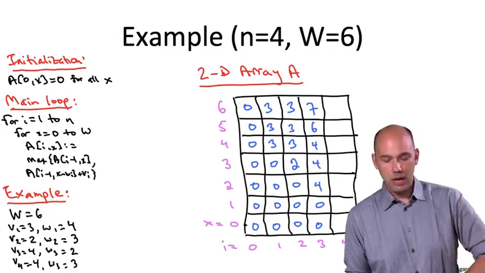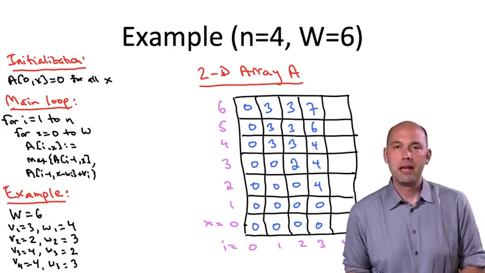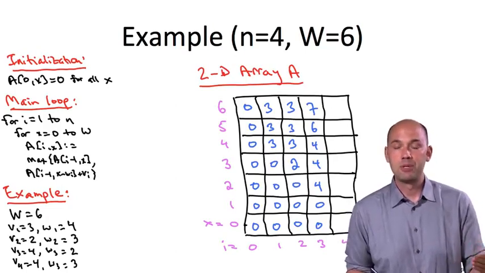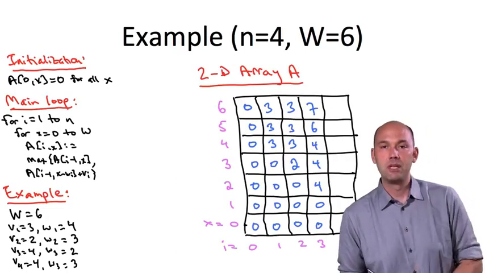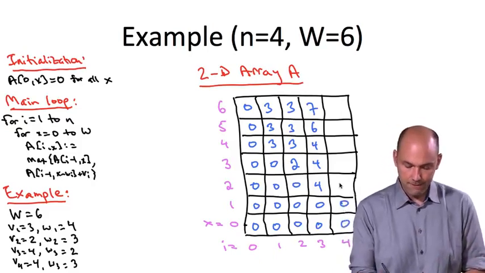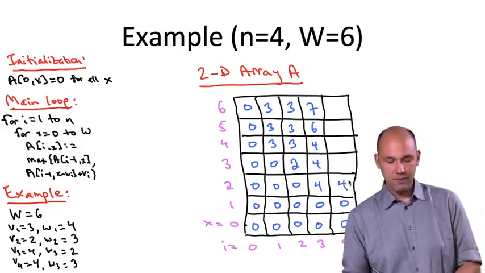Moving to the last column when i equals 4, so here the fourth item has weight 3, so that means when x equals 0 or 1 or 2, we don't even have the option of picking it. We have no choice but to copy over the number from the column to the left, so that's going to give us a 0 and a 0 and a 4 for the first 3 rows of the final column.